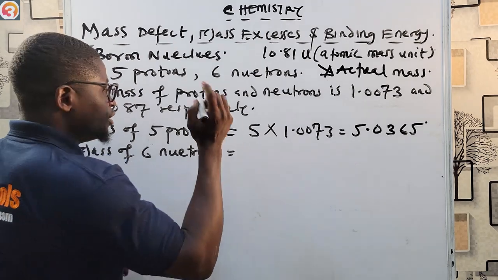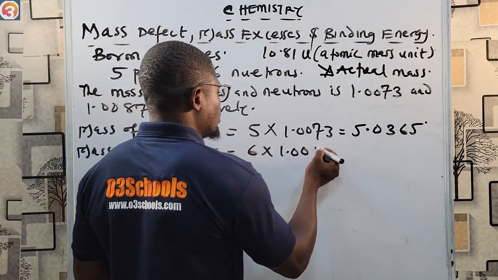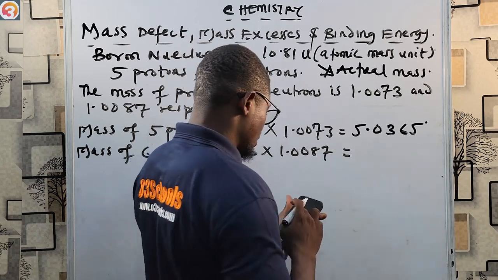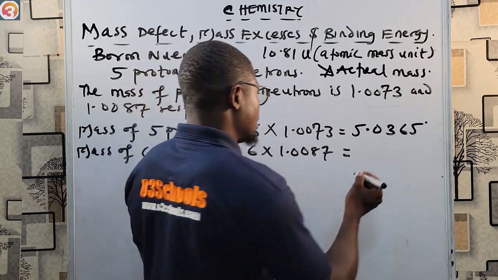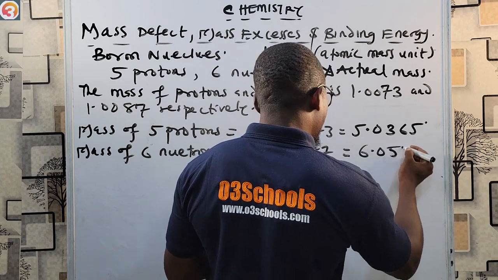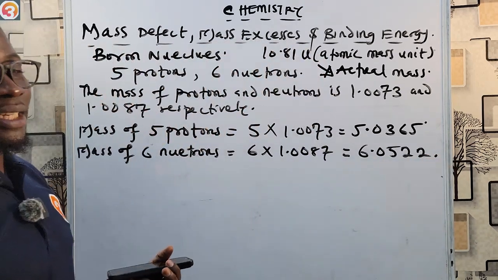Since you know that 1 neutron is 1.0087, that is 6 times 1.0087. That will give us 6.0522 from our calculator. Okay, so now having known that, what is left?